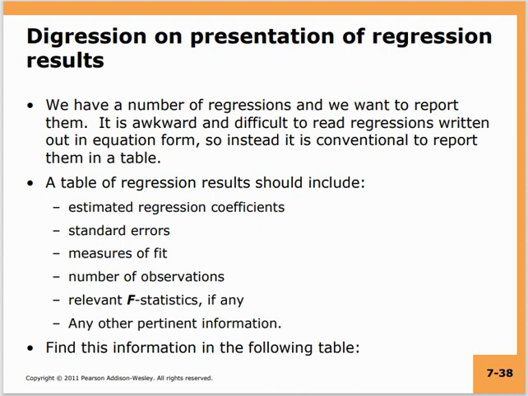So one usual method of presenting it that is very convenient is a table of regression results. This table of regression results will have the estimated regression coefficients. It will give the standard errors. It will give the measures of fit for each of the models. It will give the number of observations taken into account, the relevant F statistics if any, and any other pertinent information. Okay, so let us see what this kind of a table might look like.